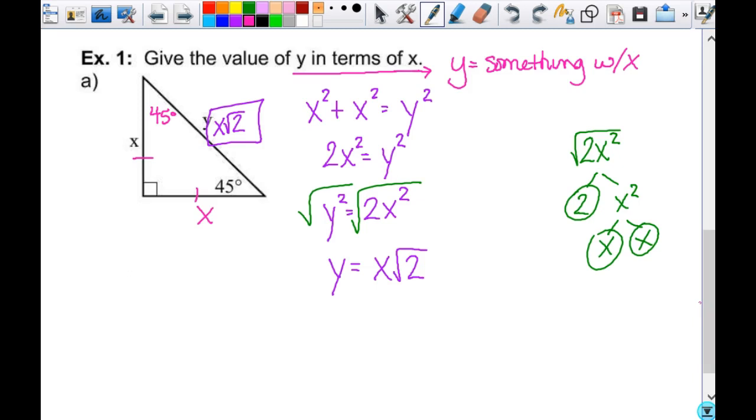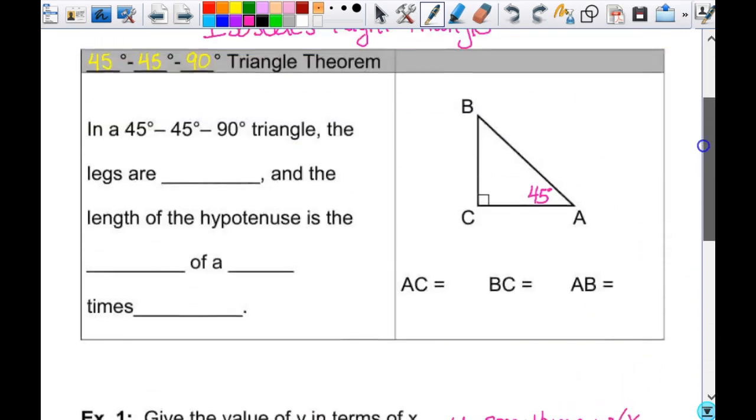Yes, sir. Now I'll show you exactly what we're going to do here in just a minute. Okay? We all good so far on this? Okay. So now let's go up here and let's fill in this theorem.